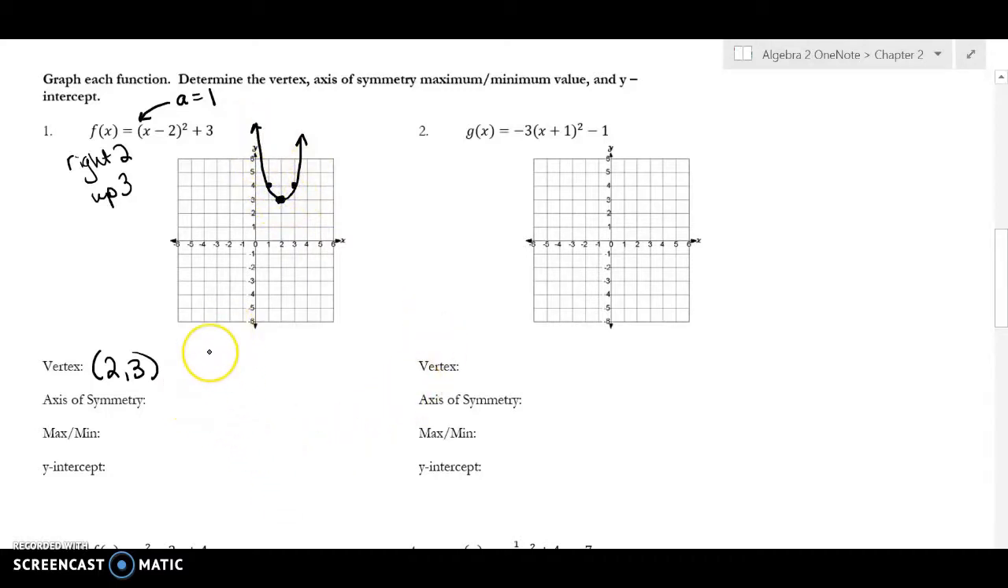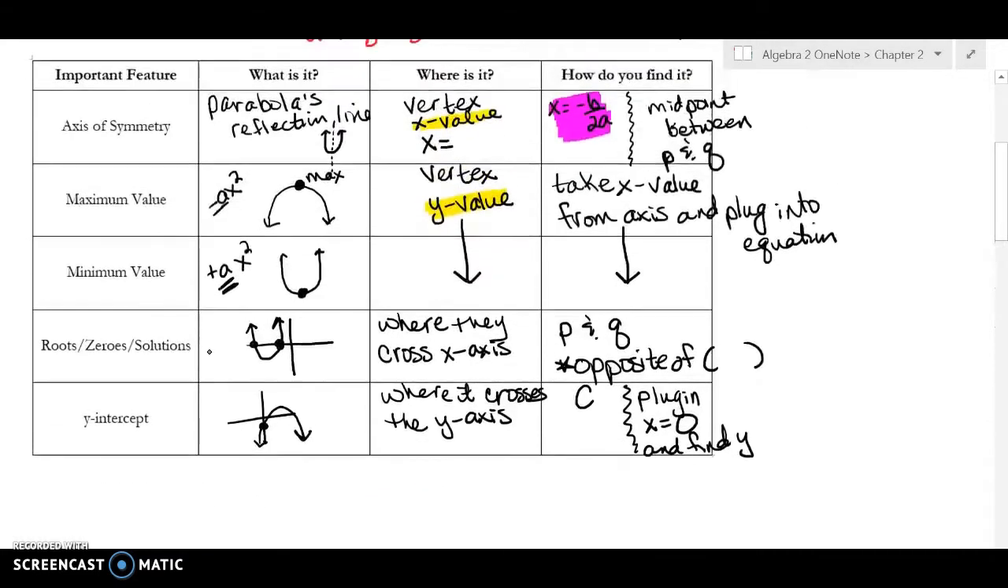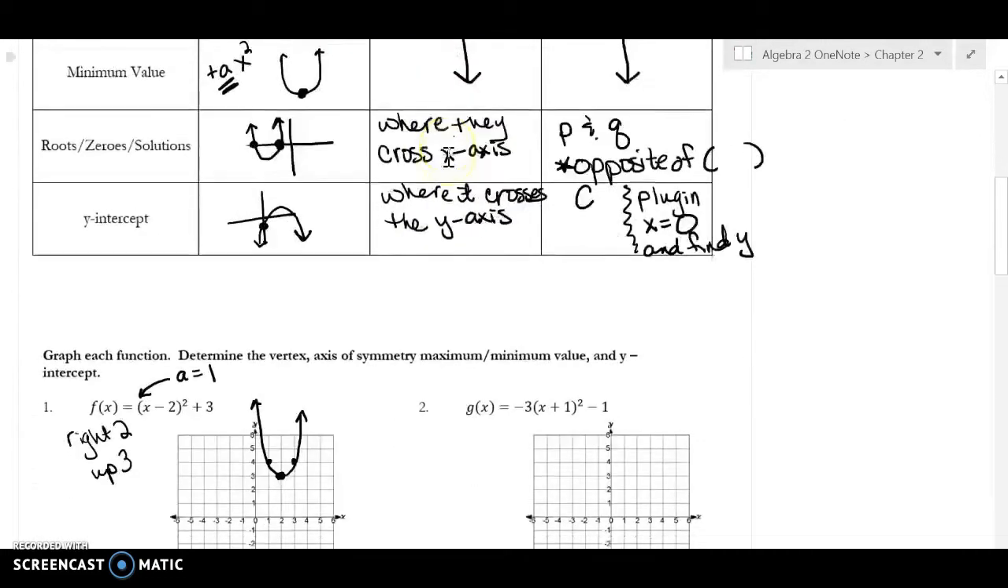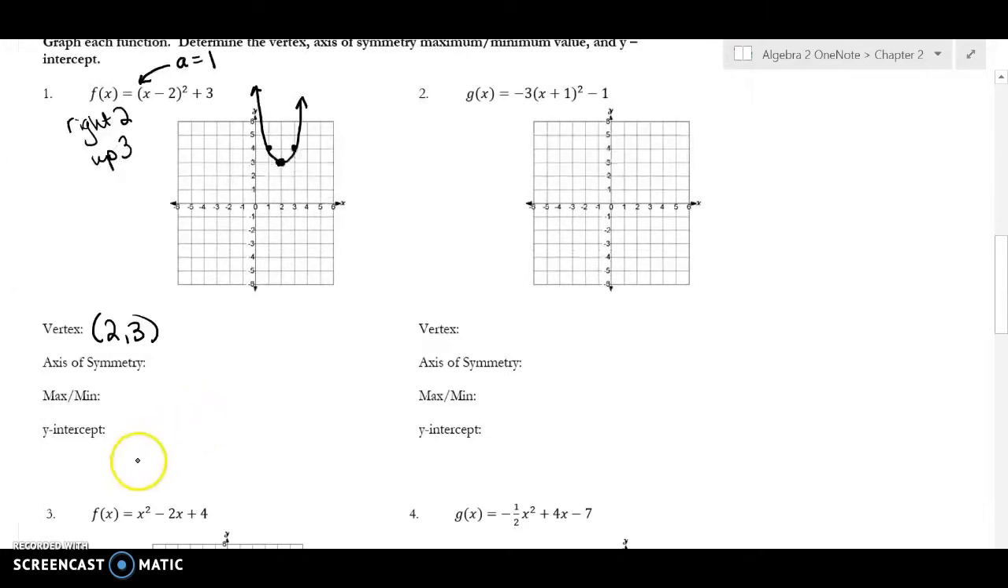So my axis of symmetry, let's go back at our notes. Axis of symmetry right here, it says it's the x value. So my axis of symmetry is x equals, well, an x is 2. So it's x equals 2. Max or min, this point right here is a min point, a minimum. So I'm just going to circle minimum. And the lowest it went down was the y value of 3.